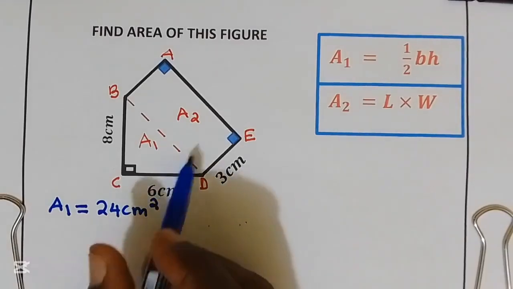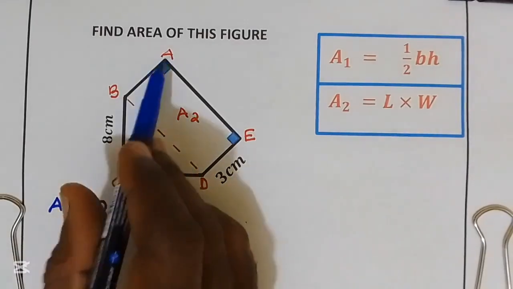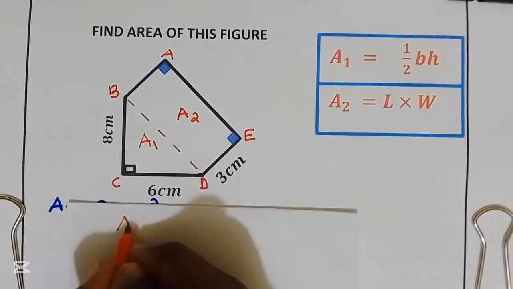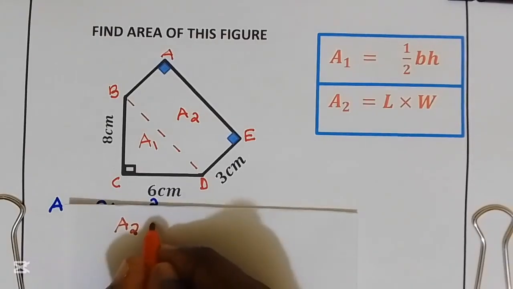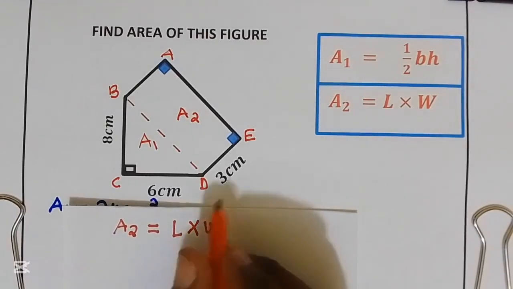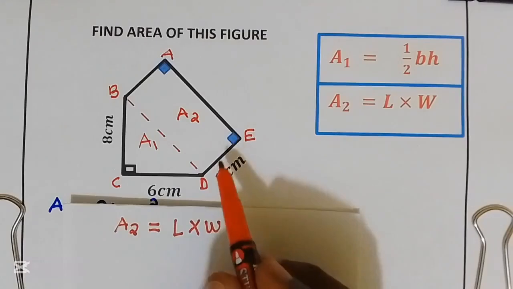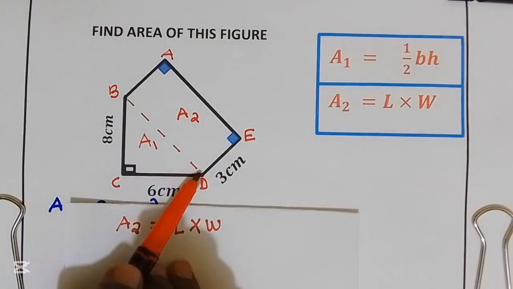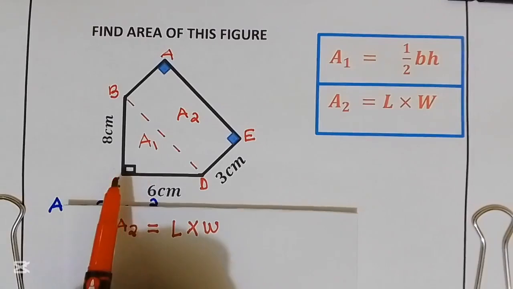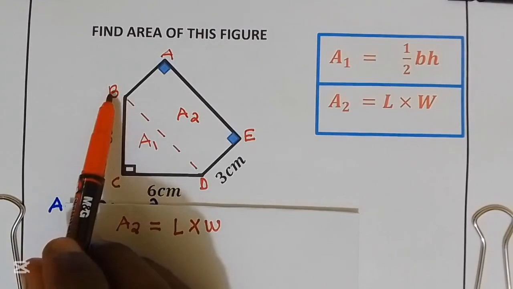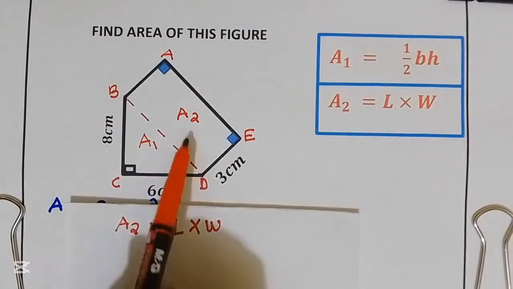Now, let us go and find area 2, which is the area of the rectangle. Area 2 is given by length multiplied by width. But when we checked properly, for our rectangle we have only the width of 3 centimeter. We don't have the length. So what are we going to do? Let us think. We are going to use the right-angled triangle to get the distance BD, which is the length of the rectangle.